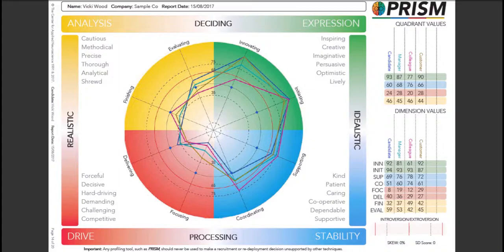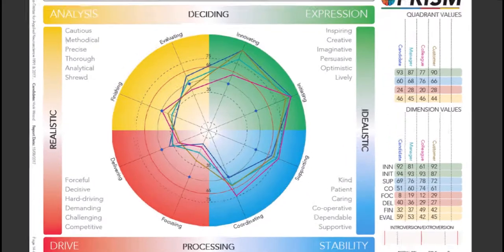The next page shows the normal PRISM map and shows the candidate's consistent line in blue and the observations from the manager in turquoise. The other observer groups are shown in different colours. Our 360 feedback session contains two observer groups, colleagues and customers, shown in pink and light brown. This page provides a snapshot of how consistent the views of the candidate and observers are.